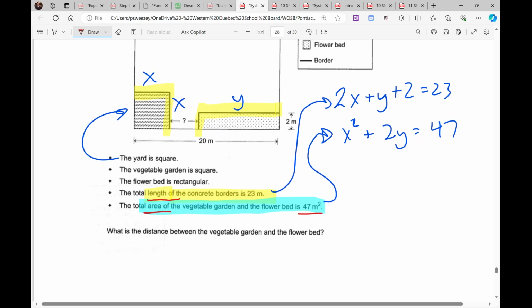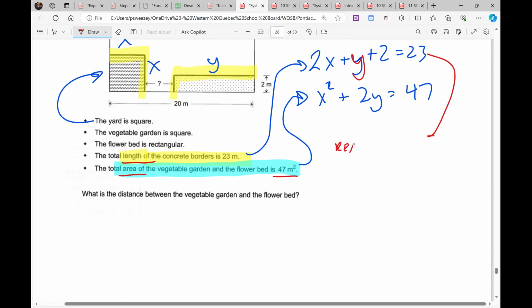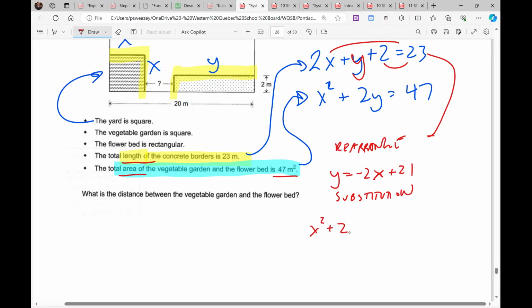In terms of the setup, we won't go through it in full, but I am going to isolate for this guy here first. So first step would be to rearrange that one to get y is equal to negative 2x plus 21. Brought the 2 over, brought the 2x over, make sure that the 2x is negative. And then we would inject that, so substitution, into here. X squared plus 2 times negative 2x plus 21 is equal to 47.